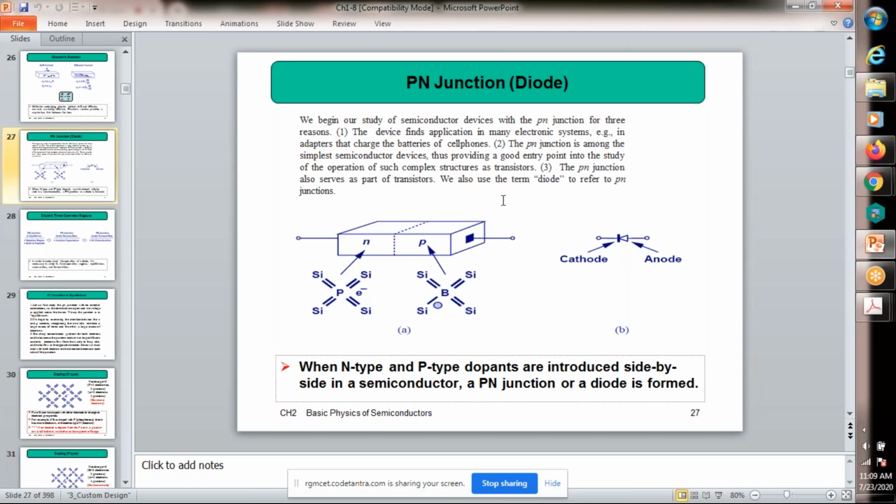And the second one is, this is the entry point. The study of the PN junction diode is a good entry point to study complex structures like the BJT, bipolar junction transistors. And already you know how a PN junction is formed, using VLSI technology methods. Anyhow, we simply consider here 50% N-type semiconductor material and another 50% P-type semiconductor material joined. Now at this junction, what happens? Now this is N-type and this is P-type material.